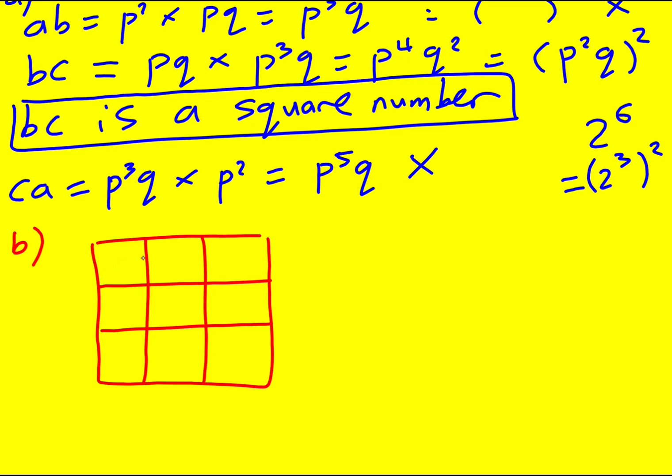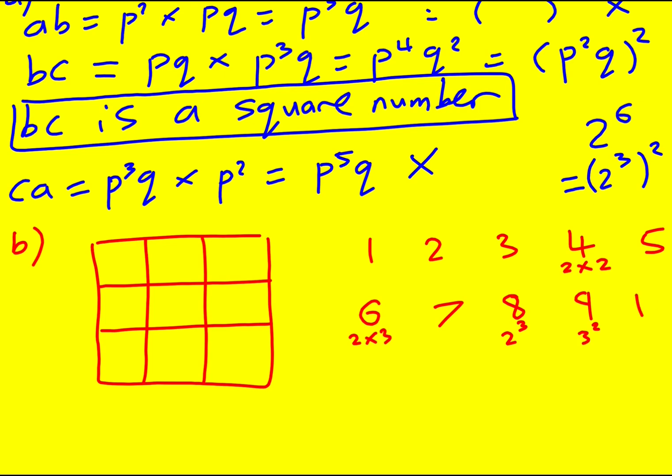So they have to go in increasing order from left to right, and when I times each row, I need to get a square number. Well, let's write down our integers. 1, 2, 3, 4. I'm also going to write them using their prime factors. That links into part A. 5, 6, which is 2 times 3, 7, 8, which is 2 cubed, 9, which is 3 squared, and 10, which is 2 times 5.